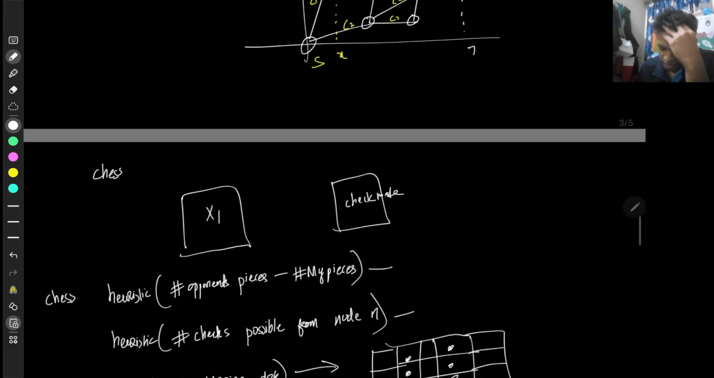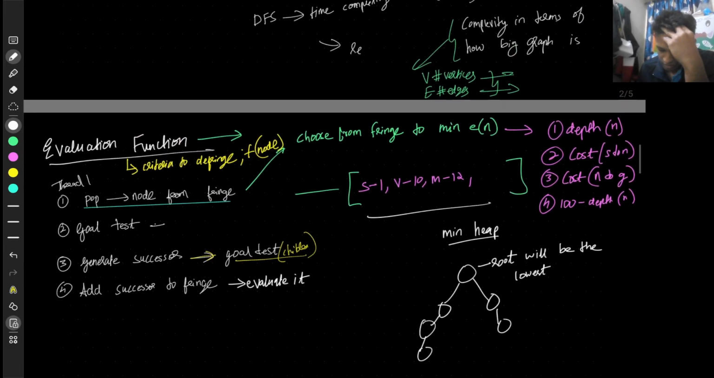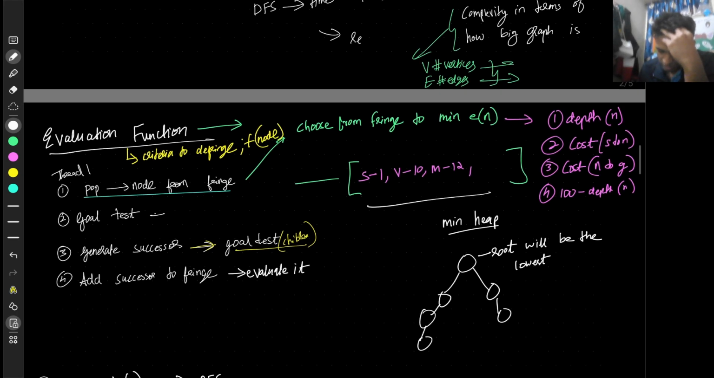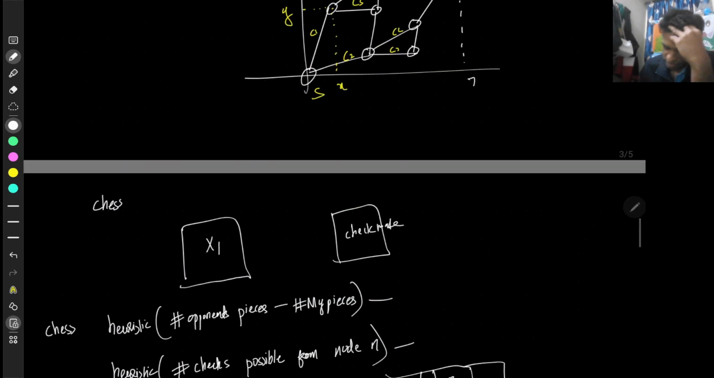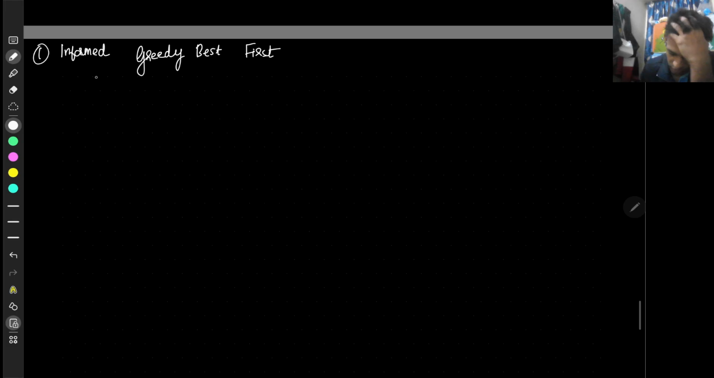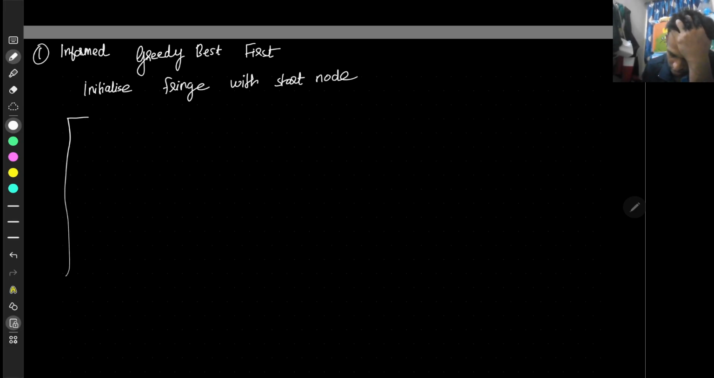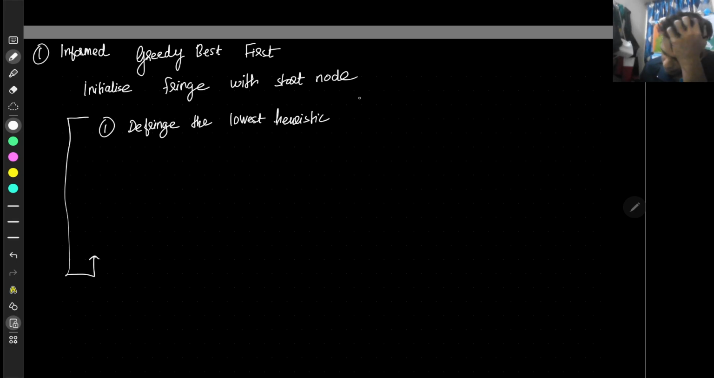So think of the general thing. Where is the general algorithm? Yeah, this is the general thing: pop the node from the fringe. So what you will do is initialize the fringe with the start node. Then this is your iteration step: pop from the fringe the lowest heuristic node.